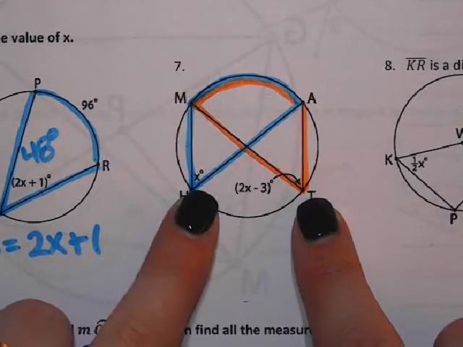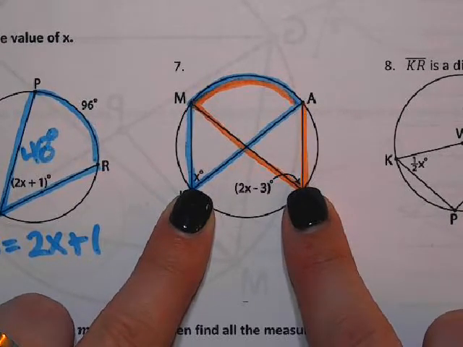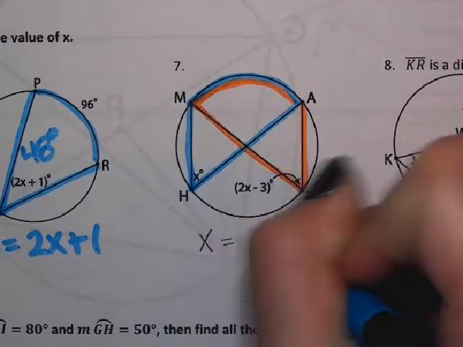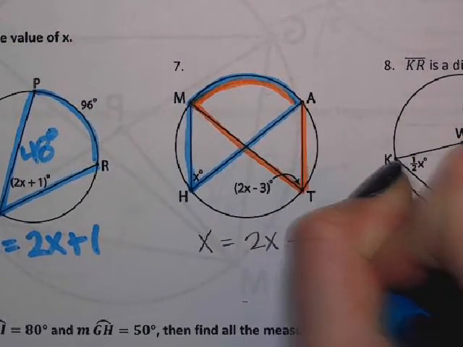Okay? So if the first angle is x and the second angle is 2x minus 3, then I'm just going to write x equals 2x minus 3.